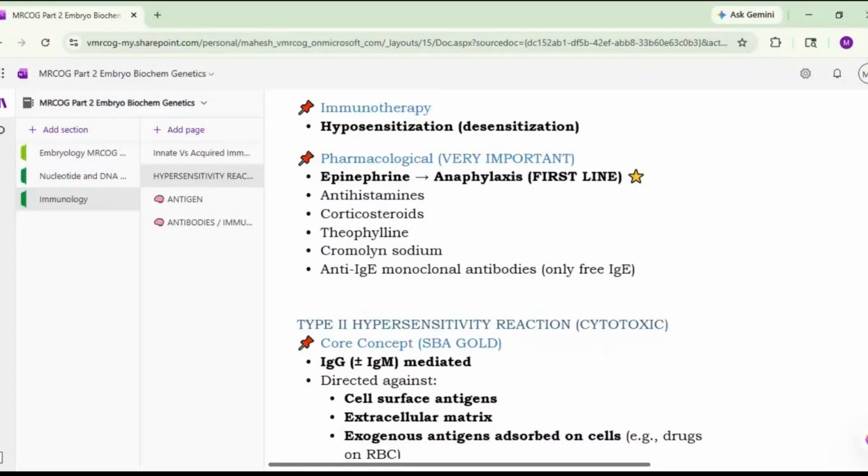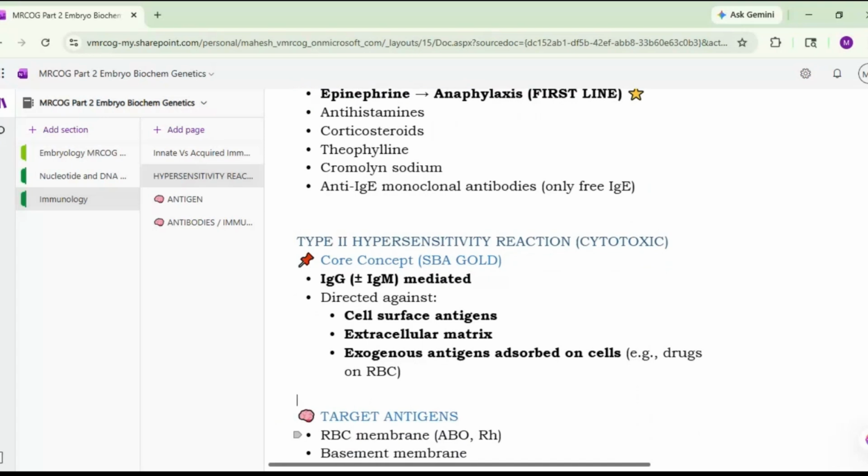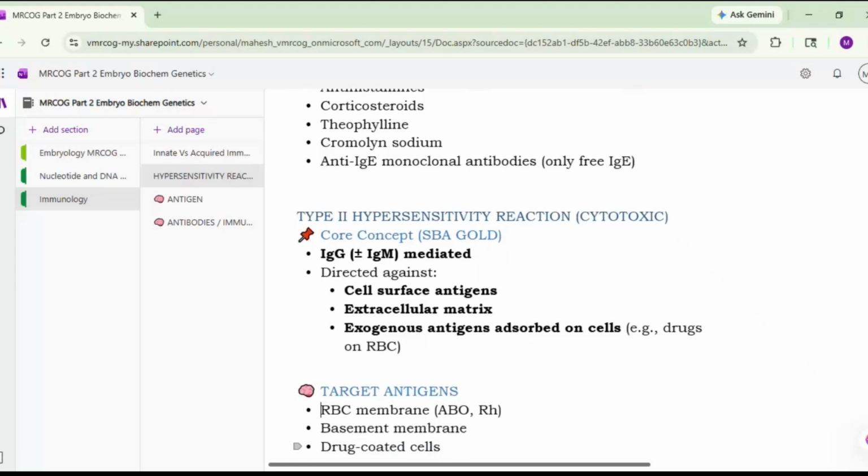Let us talk about type 2 hypersensitivity reaction. This is cytotoxic. Type 2 is a cytotoxic hypersensitivity. Here the concept is that it is mediated through IgG and sometimes IgG plus IgM. It is directed against cell surface antigen, extracellular matrix, and exogenous antigens absorbed on the cells, such as drugs on the RBCs.